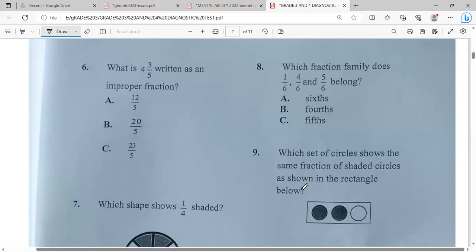All right, let's go. What is 4 and 3/5 written as an improper fraction? What we're going to be doing is converting 4 and 3/5 from a mixed number to an improper fraction. How we do this, we multiply 4 by 5, and then we add 3. So 4 times 5 is 20, plus 3 is 23, and then we keep the denominator, which is 5. All right.